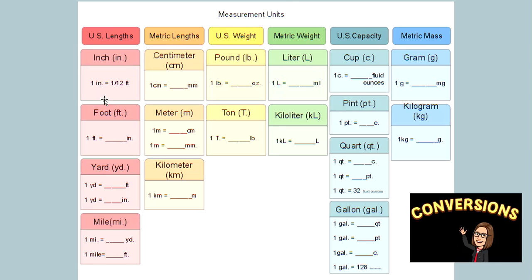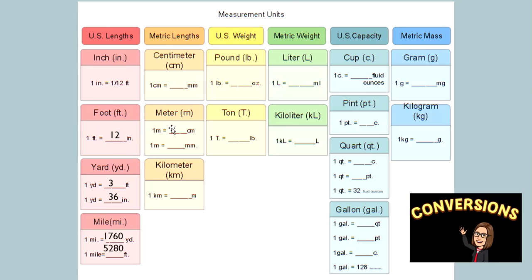If you have an inch, 1 inch is 1/12 of a foot. Well, if you have a foot, then 1 foot is going to be 12 inches. A yard, 1 yard is going to be 3 feet. Now, if I have 1 yard, how many inches? Well, 1 yard is 3 feet, and 1 foot is 12 inches, so you're going to go 12 times 3 to get 36. Now, 1 mile is 1,760 yards. So if you want to figure out how many feet, you're going to go 1,760 times 3, which is 5,280. So those are US lengths.